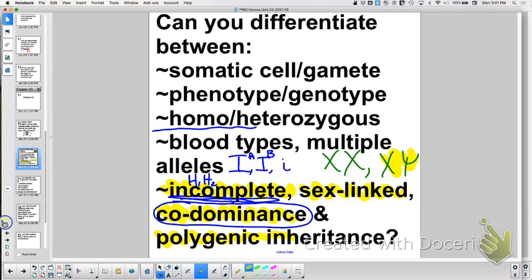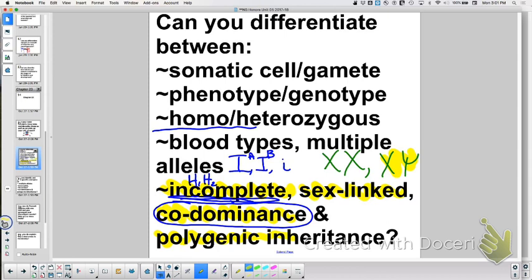Your intelligence is not a factor of one pair of alleles. That would be terrifying. You have T's and R's and Q's and P's and L's and M's and N's. You could have some incomplete dominance and codominance, and they're polygenic. That is giving you intelligence.